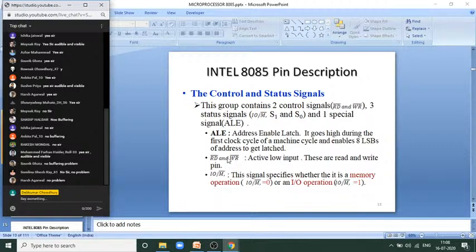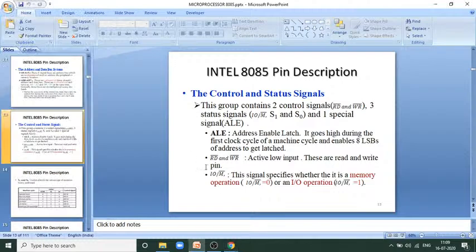With the help of RD bar, we can read data from a memory or from an IO, and with the help of WR bar, we can write data to memory or IO. Next, we have three status signals, IO slash M bar, S1 and S0. What is IO slash M bar?